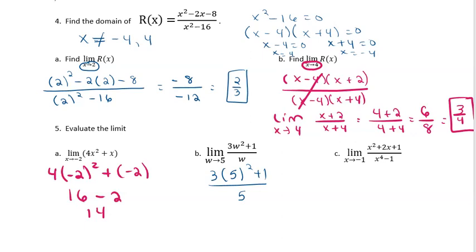5 squared is 25, times 3 is 75, plus 1 is 76 over 5. I'm just going to leave it as a fraction. We don't need to change it over to a decimal. We can leave it. Now let's try this one.